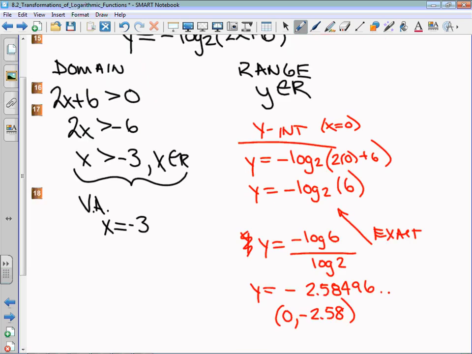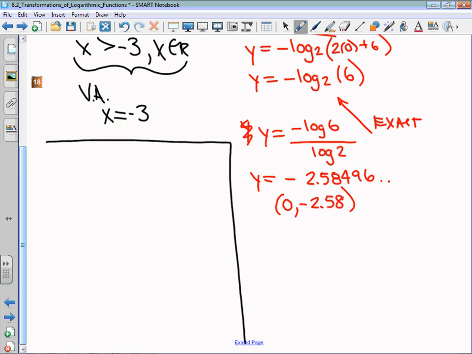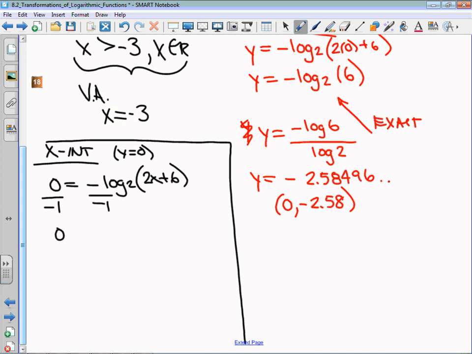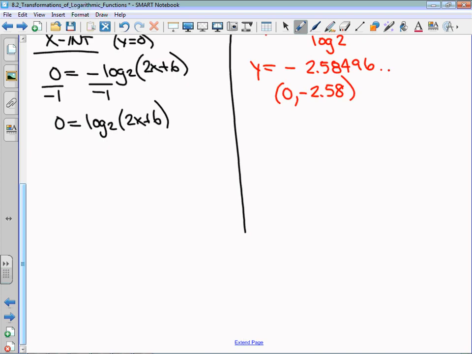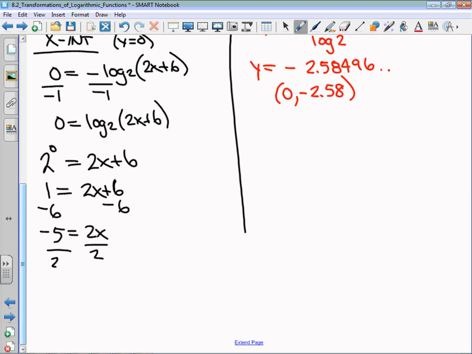Okay, there's one thing I haven't done yet, which is the x-intercept. Now, for my x-intercept, remember that y is equal to 0. So I am going to solve when 0 is equal to negative log base 2 of 2x plus 6. I can divide by negative 1 right away. I get that 0 is equal to log base 2 of 2x plus 6. What I'm going to do now is switch to exponential form. So the base to the power of the value is equal to the argument. Anything to the power of 0 is 1. Now I can subtract the 6 on both sides. I get negative 5 is 2x. Lastly, I divide by 2. I get that negative 2.5 is x. So my x-intercept is at negative 2.5 comma 0.